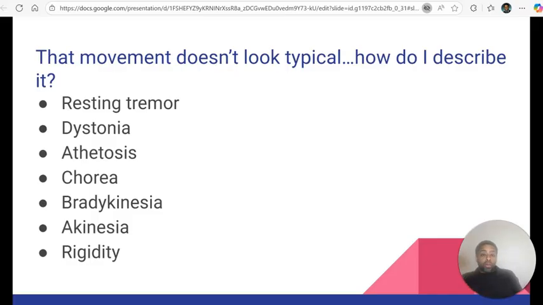All right, some other movements that are not typical. Resting tremor is a condition where the tremor is observed when the person is at rest, and oftentimes you see this with Parkinson's. And dystonia is a movement disorder where incorrect messages are being sent to the limb, and there are involuntary muscle activations that cause abnormal posturing of the limb and the fingers and the hand and stuff like that.